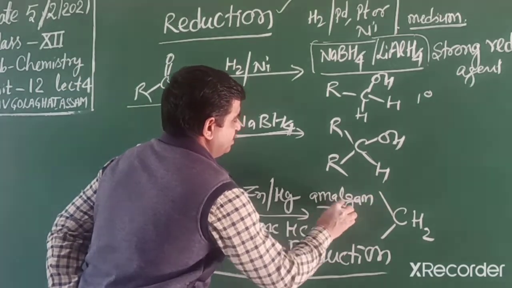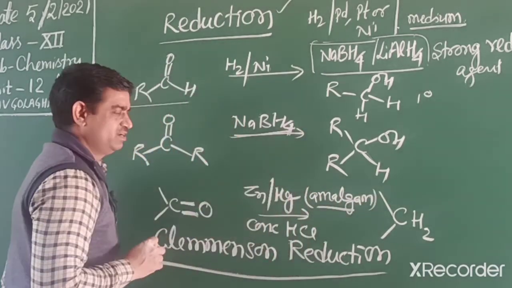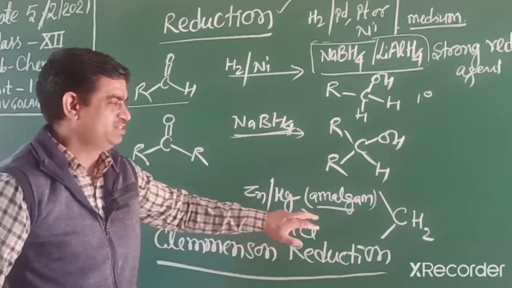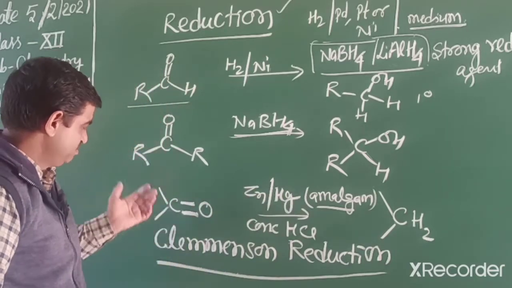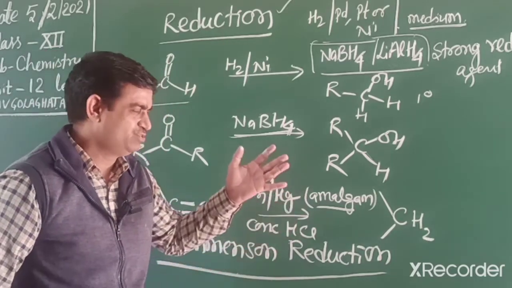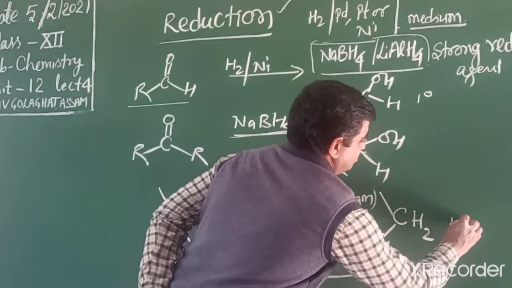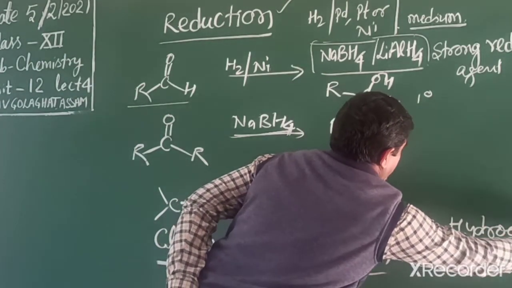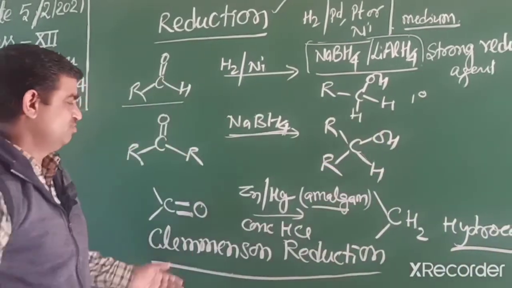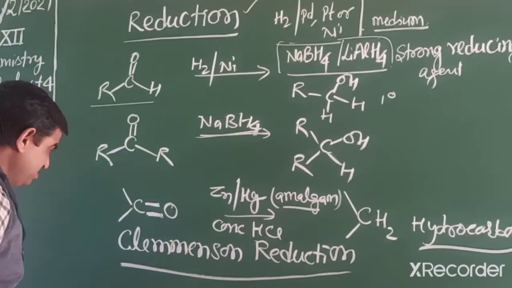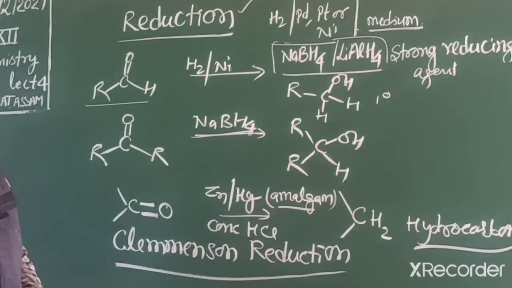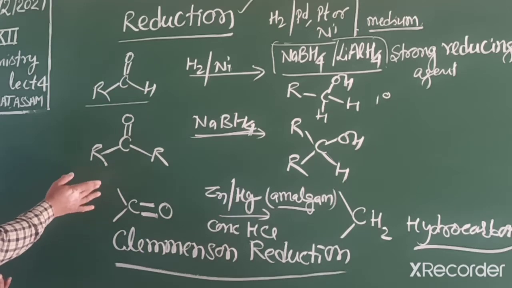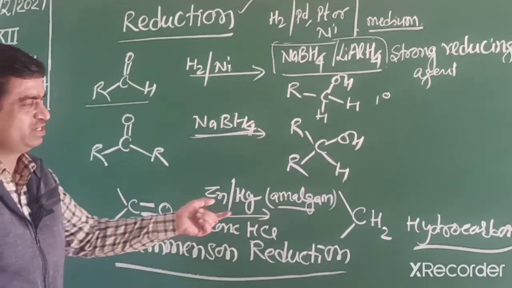Amalgam means zinc in mercury and concentrated HCl. Then the carbonyl compound is converted into a CH2 group. It means the carbonyl is converted into a hydrocarbon. This is a very important reaction, known as Clemmensen reduction, using this reagent. If the reactant is a ketone, meaning propanone, then the product is propane.